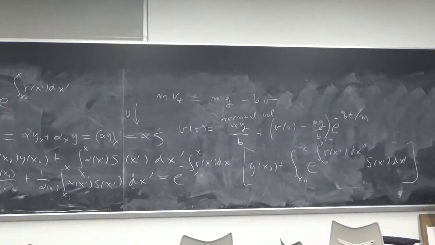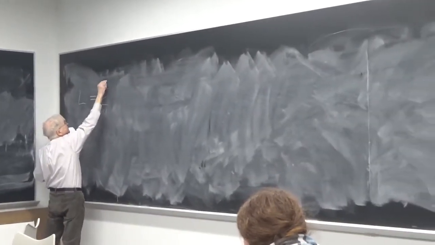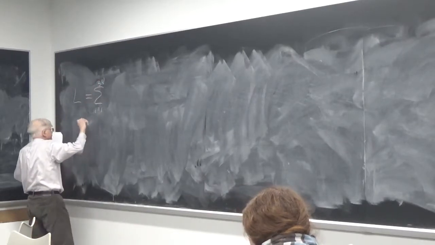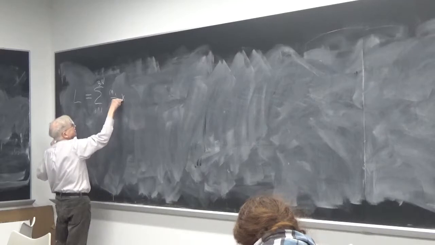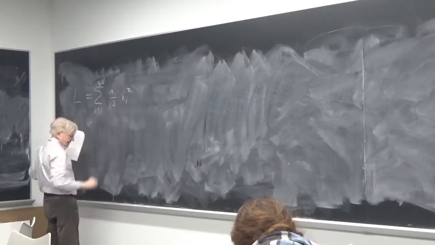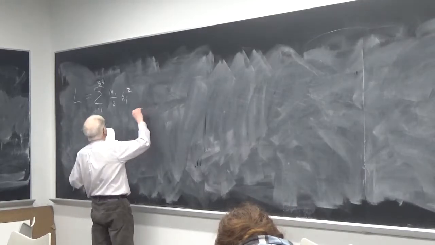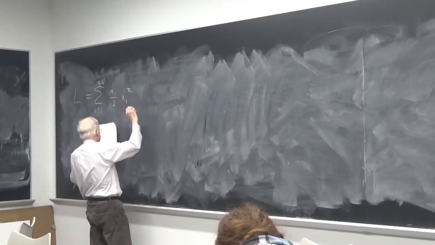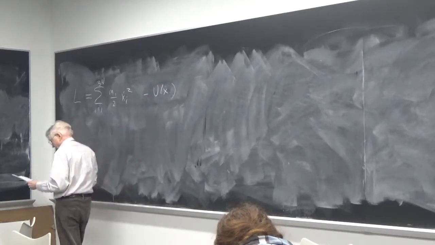So what I'm talking about here then is that L is a sum, i equals 1 to 3n, of m_i over 2 times x_i dot squared. So this is the standard mv squared over 2, and then minus the potential energy term, x being a 3n vector.